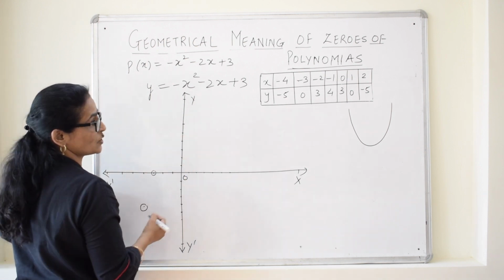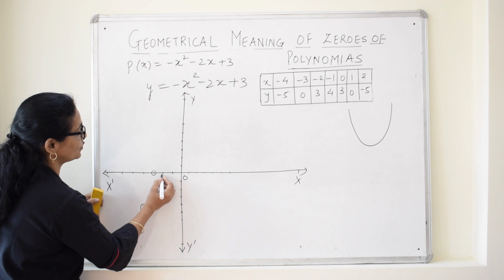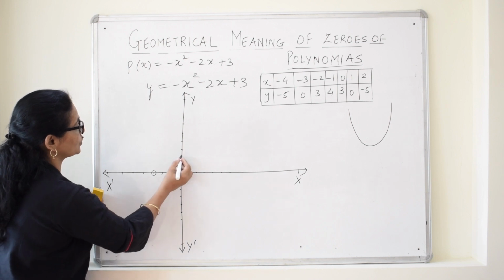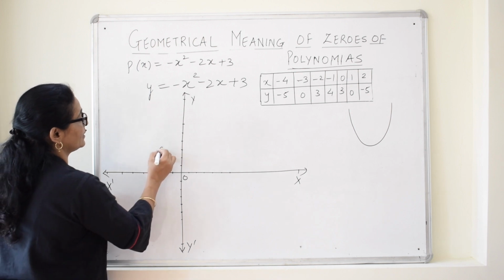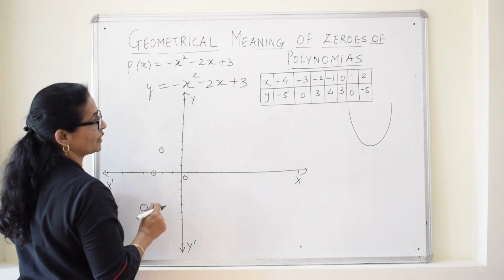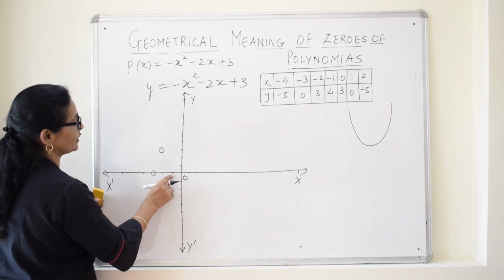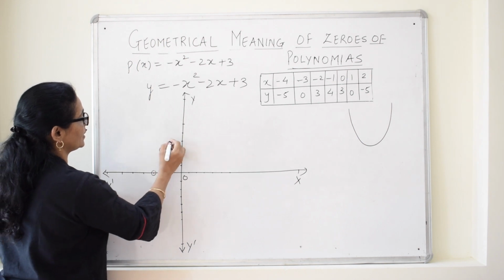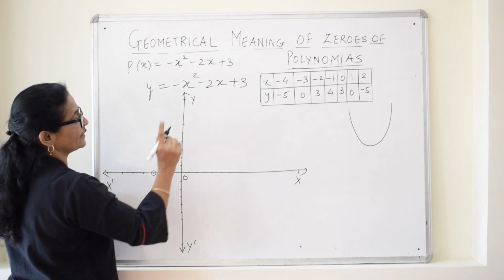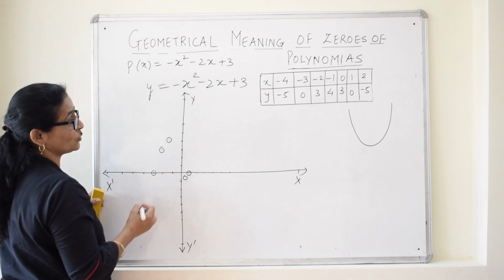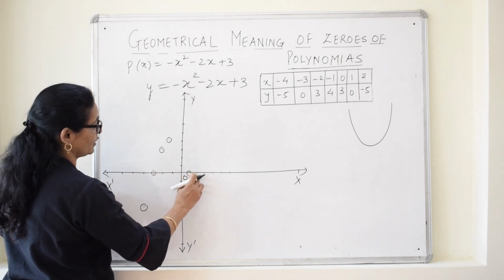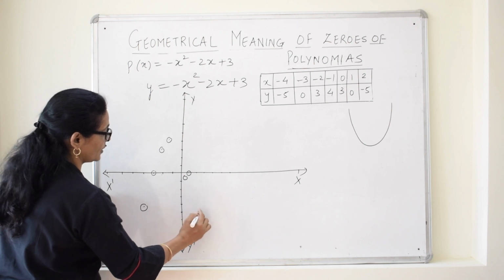Then next is minus 2 comma 3. Minus 2 comma 3. 1, 2, 3. So minus 2 comma 3 is this point. Then next is minus 1 comma 4. Minus 1 comma 4. 1, 2, 3, 4. This is the point. Next is 1 comma 0. So this is the point 1 comma 0. And 2 comma minus 5. So 2 comma 1, 2, 3, 4, 5.